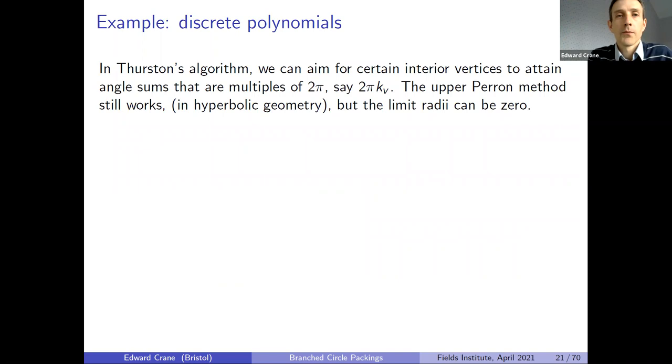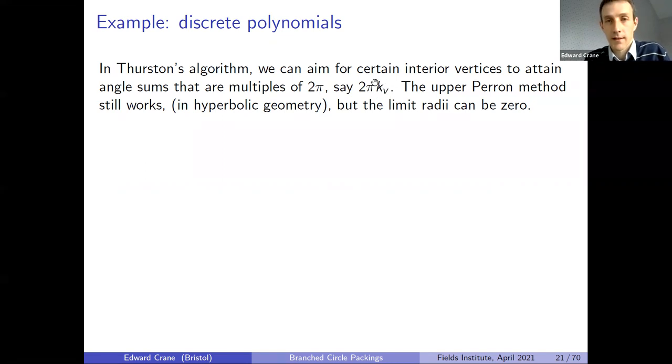Okay, so there's some things we can do. So a discrete analog of a polynomial: suppose we take a triangulation of the sphere, and we pick a vertex and make that be represented by the complement of the unit disk, and then we're going to pack everything else inside the unit disk like we did before, except now some of the vertices we're going to mark as being branch vertices. And so instead of aiming for an angle sum of 2 pi in this Perron method, we're going to aim for 2 pi times some integer kv.